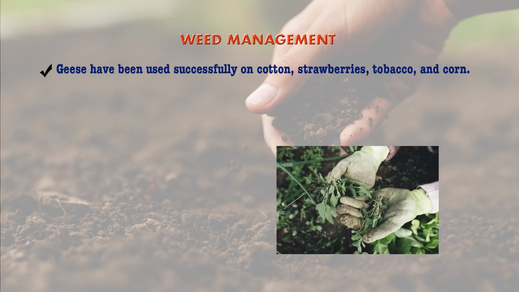Weeds can also be controlled by grazing. Some examples include geese that have been used successfully in growing cotton, strawberries, tobacco, and also in corn fields. In the same way, ducks and fishes have been allowed to graze in the wet paddy field, where they work on the weeds and also certain insects. So they are natural ways of protecting the farming practices.